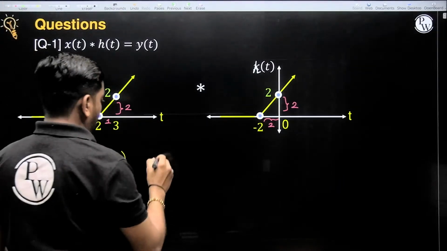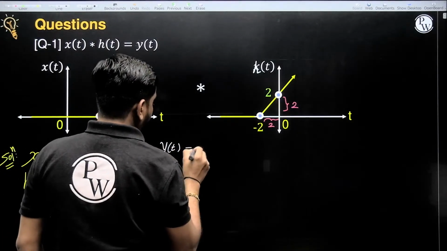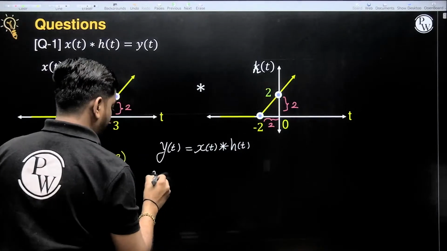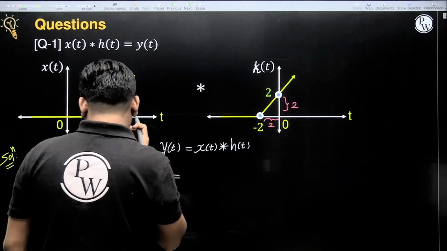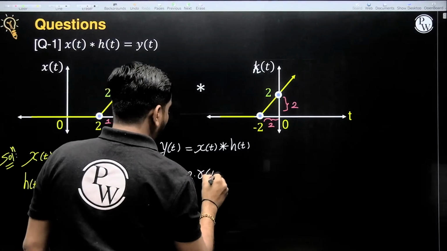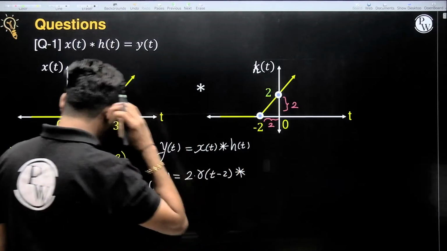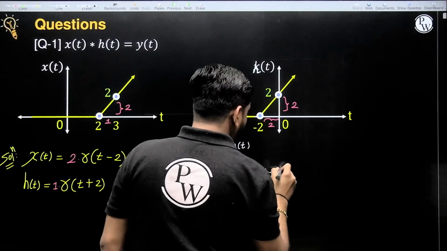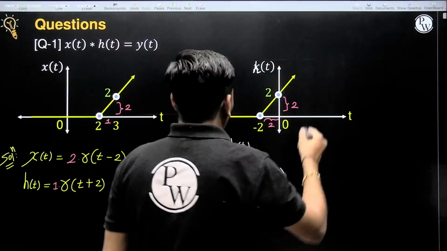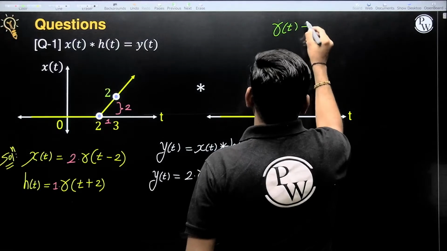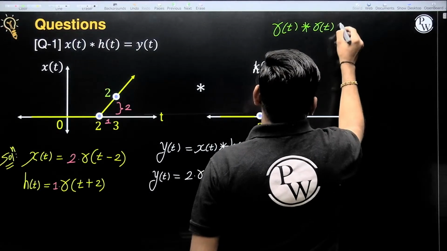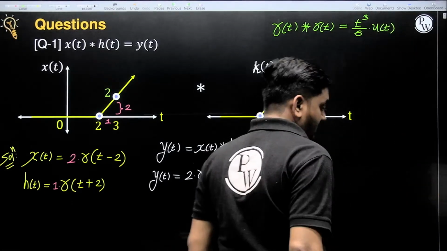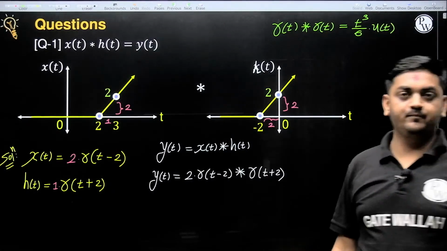Here y of t is equal to x of t convolution with h of t. So y of t is equal to 2r of t minus 2 convolution with r of t plus 2. Now we know that the convolution of r of t with r of t is nothing but t cube by 6 into u of t. Yes or no?